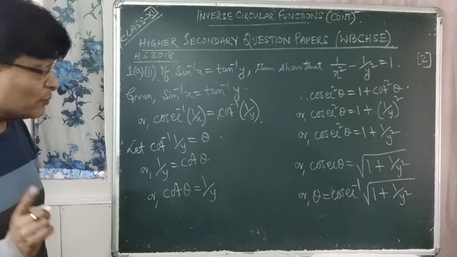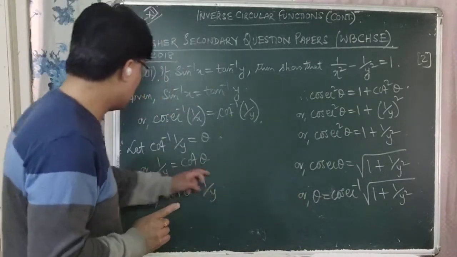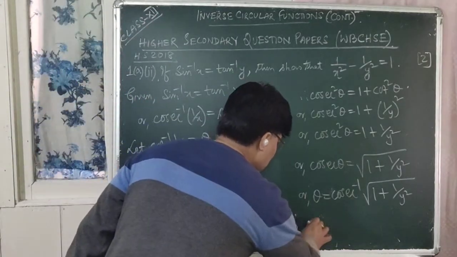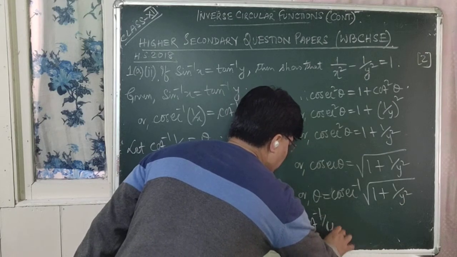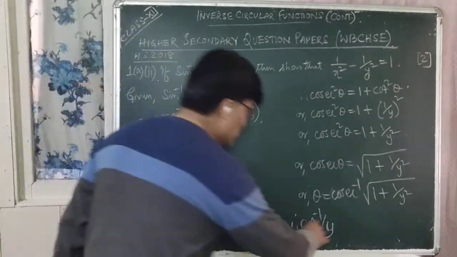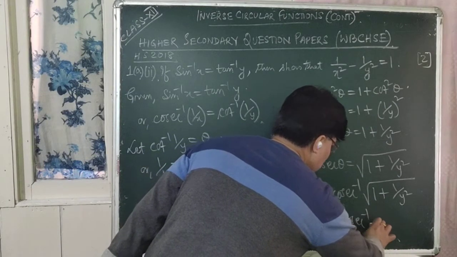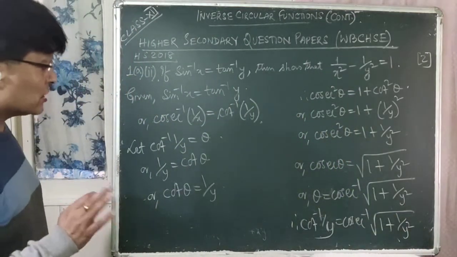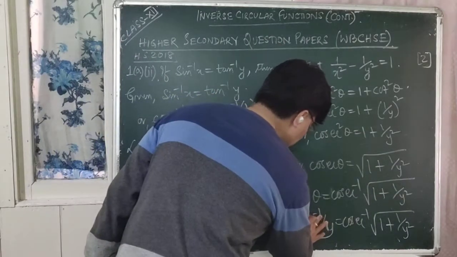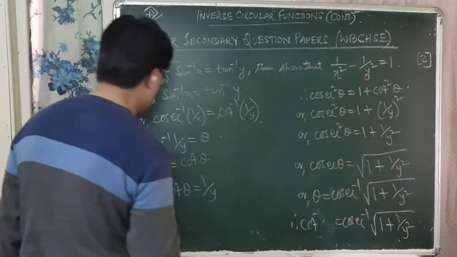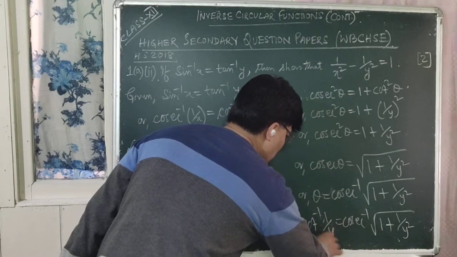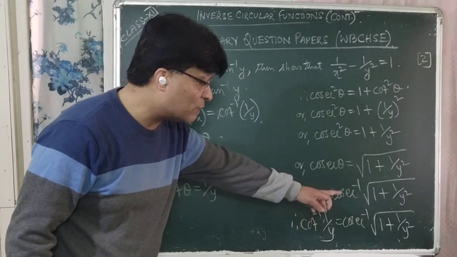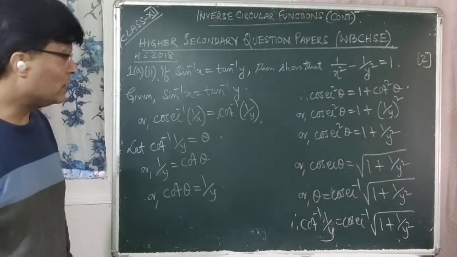Is that correct? I think you have understood it. Now let us put this value of theta. What is the value for theta actually? Theta was assumed as cot inverse 1 upon y. That is, cot inverse 1 upon y is equal to cosec inverse root over 1 plus 1 upon y square. So just now we got the value for cot inverse 1 upon y, which is equal to cosec inverse root under 1 plus 1 upon y square.